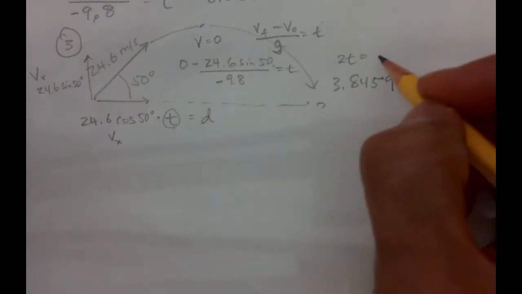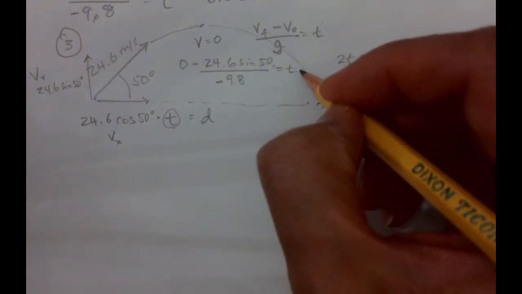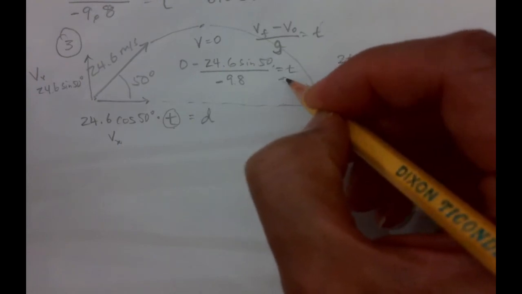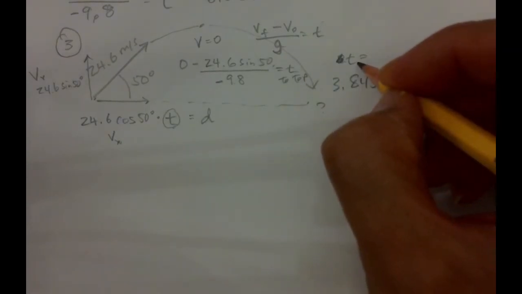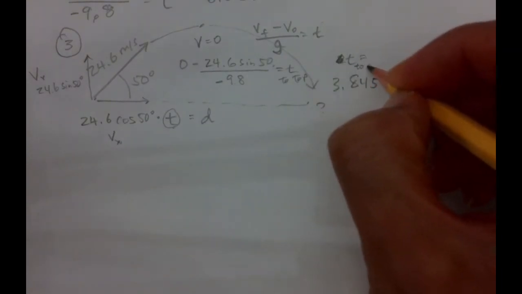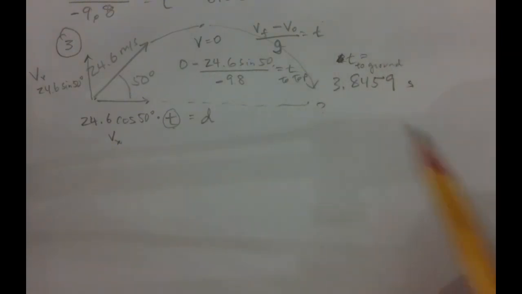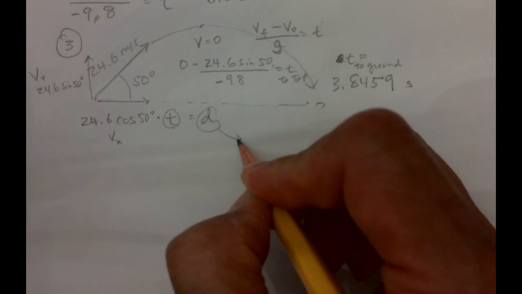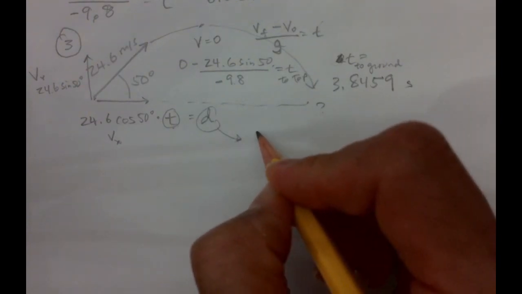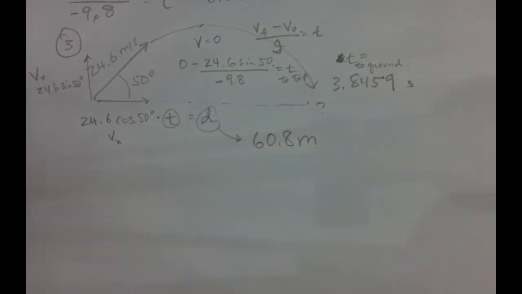Sorry if that's confusing. Let me call this the time to the top, and we'll call this the time to the ground. Alright, so it's this time that I'm going to use over here. Okay, multiply that by my horizontal component, the 24.6 cosine 50, and that gives me a distance of 60.8 meters.